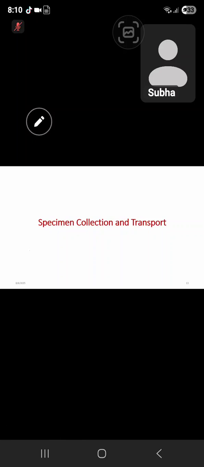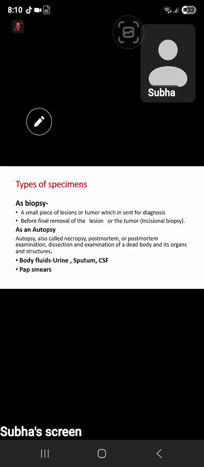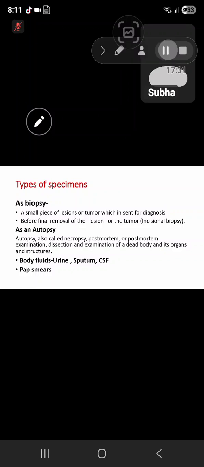In specimen collection and transport, first of all, we will see what specimens we receive for histopathology techniques. Mainly, we receive biopsy specimens and autopsy specimens. So what are biopsies? When we define biopsies, it should be a small piece of lesion or tumor which is sent for diagnosis or before final removal of the lesion or the tumor.